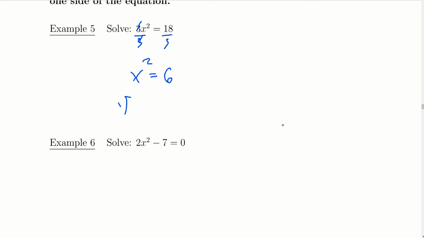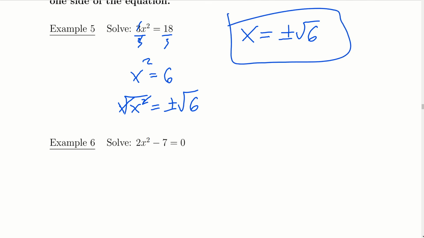And now to get the x by itself, we're going to take the square root of both sides. The square root and the square cancel because they're inverse operations. And on the right-hand side, this will not break down at all. We get x equals the positive and the negative square root of 6. You can write it in plus minus notation, or if you want to separate it out, we get x equals the negative square root of 6, and x equals the positive square root of 6.